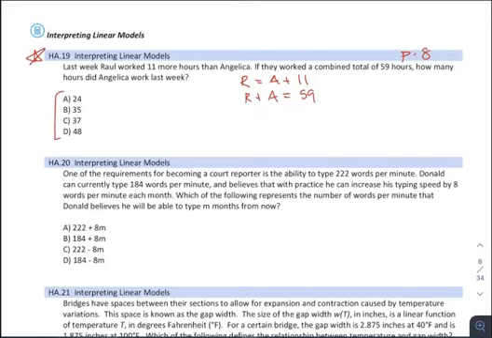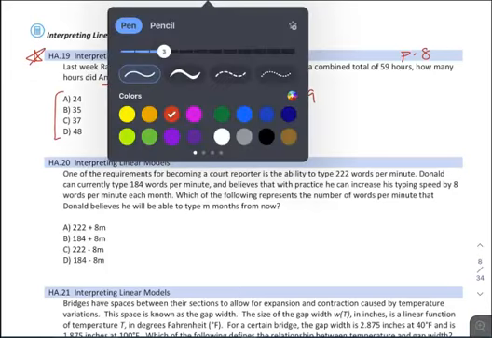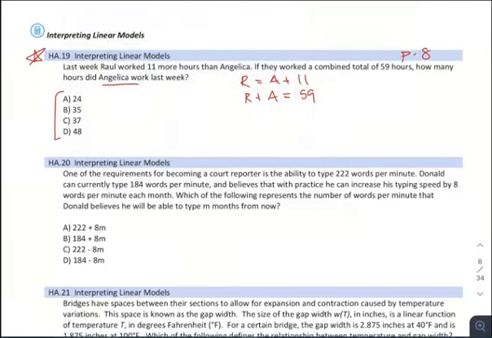Since we're looking to solve for A here, I would probably just use substitution. A plus 11 can be substituted in for this R, plus A is equal to 59. Combine what I have, 2A, subtract 11 from both sides, is equal to 48. Divide, I get A is equal to 24, and there is my answer. So that's the mathematical way that they've set up to solve this.